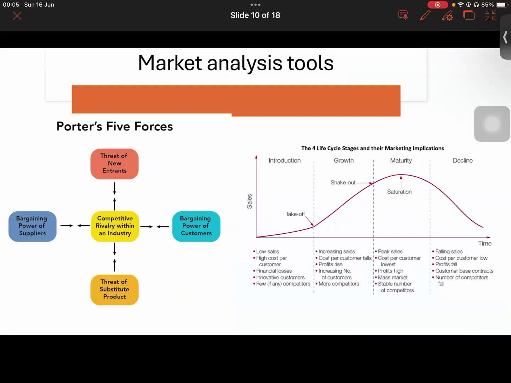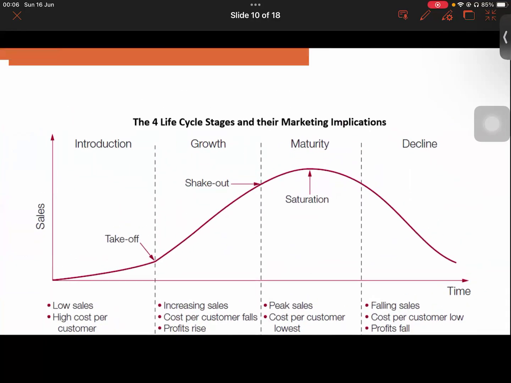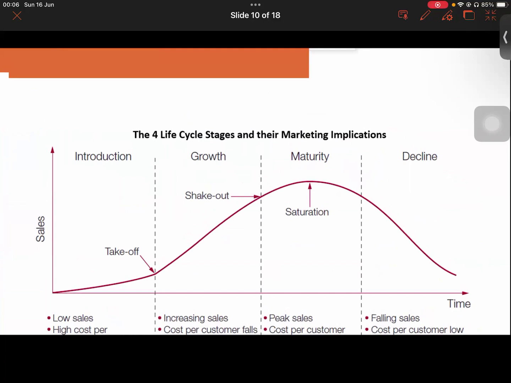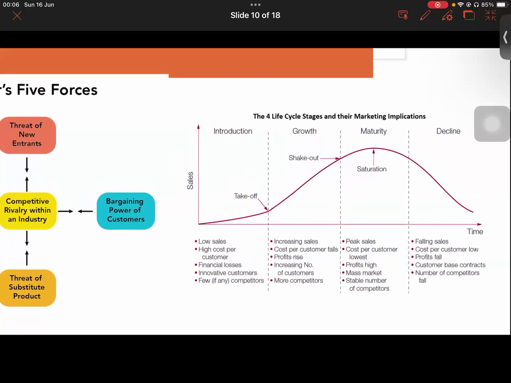With the second tool, the product life cycle, it is not a procurement tool. It is essentially a marketing tool. It divides the life of a product into four phases or four stages: introduction, growth, maturity, and decline. And with each stage, we have a different marketing strategy. You see on my screen the four life cycle stages and their marketing implications. With marketing, they are trying to sell the product, but with procurement, we are trying to buy the product.